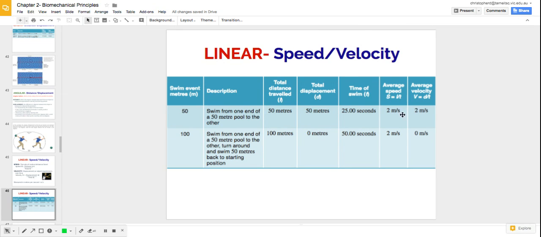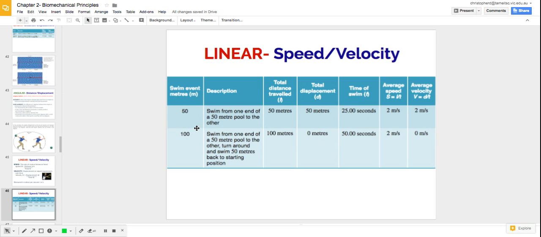So if we look at this example of swimming from one end of the pool to another, where our distance was 50, our displacement was 50, and it took 25 seconds to swim. If we're looking at our average speed, so speed is distance over time, 50 divided by 25 is 2 meters per second. And we need to make sure we have it in the correct units. The average velocity, again, is displacement over time. Our displacement was 50 meters, so our average velocity was 2 meters per second as well.